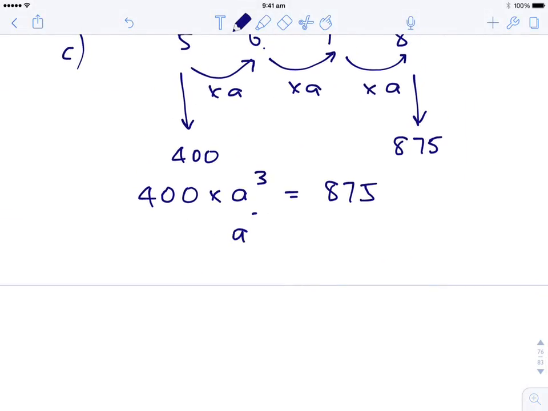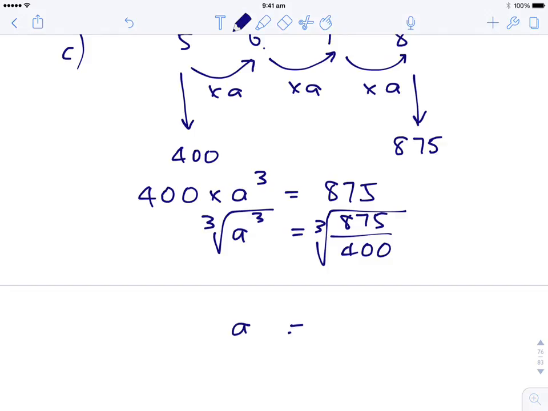So we can say a cubed is 875 over 400. Again, to undo a cubed, I'm going to do the cube root of both sides. So that gives me that a is, and you get your calculator out, about 1.298. You check that on your calculator that you got that correct.